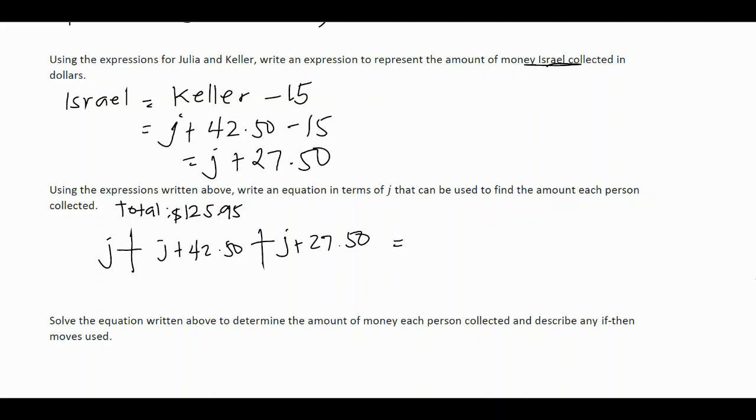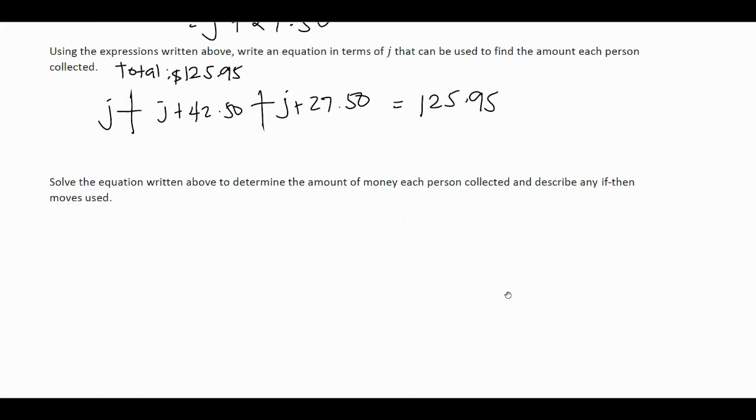All right. Is equal to, of course, 125.95. Solve the equation written above to determine the amount of money each person collected and describe any if-then moves used.